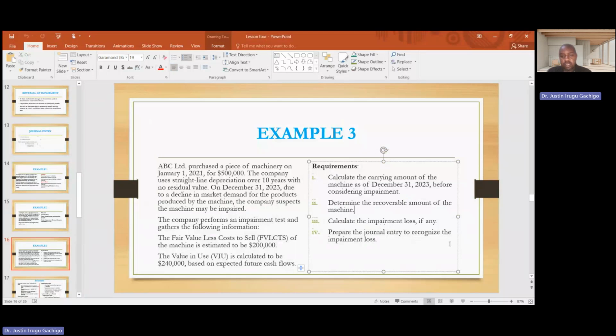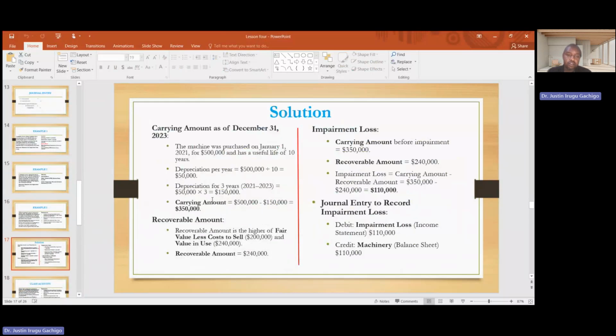Prepare the journal entry to recognize the impairment loss. So if there will be any impairment loss, again, remember, we said you debit the P&L and you credit the balance sheet. So let's see the worked solution here. So we start with the carrying amount. Again, we said it is the cost minus accumulated depreciation. So the machine was purchased on 1st January 2021 for shillings $500,000 and a useful life of 10 years. Depreciation per year will be 500,000 divided by 10, which is 50,000, because this is on a straight line basis.